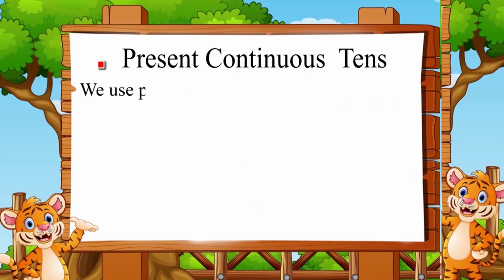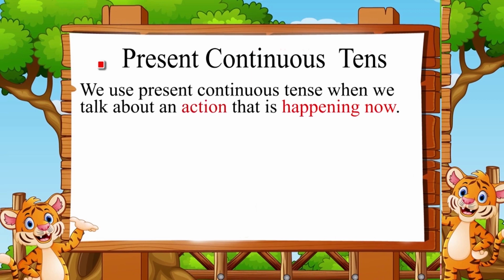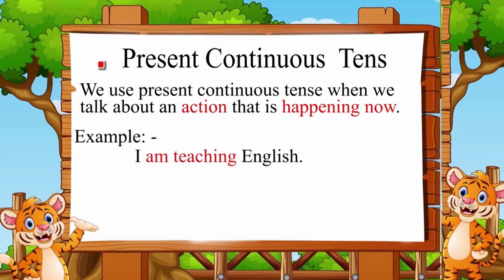Present continuous tense is used when we want to talk about an action that is happening now, an action that is happening at the time of speaking. For example, I am teaching English.